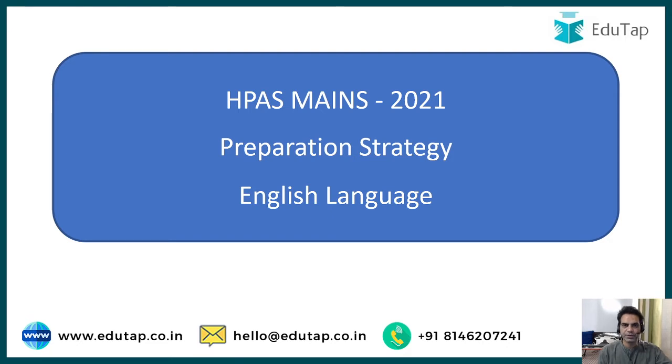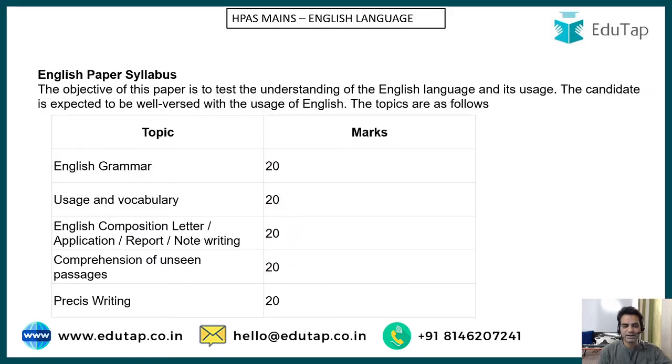So let's jump right into it and see what type of questions you may face and what sections you should prepare for. First of all, we need to look at the syllabus that has been provided by the organization. The objective of this paper is to test the understanding of English language and its usage. The candidate is expected to be well versed with the usage of English. The paper would be for 100 marks, and you would be given 3 hours to write down your answers.